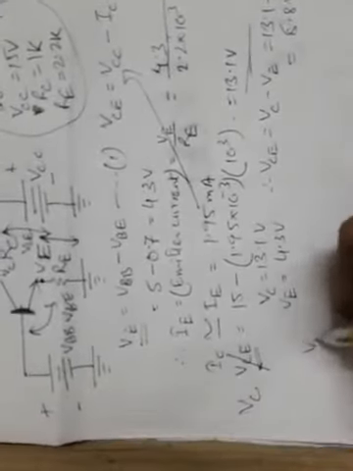So we have found VC equal to 13.1 volt and VE, we have already found, 4.3 volt. So what is VCE? From here we can find VC minus VE, that is 13.1 minus 4.3 volt, which is 8.8 volt. So from all these calculations, what have we finally arrived at? We have arrived at VCE equal to 8.8 volt and IC approximately equal to 1.95 milliampere.